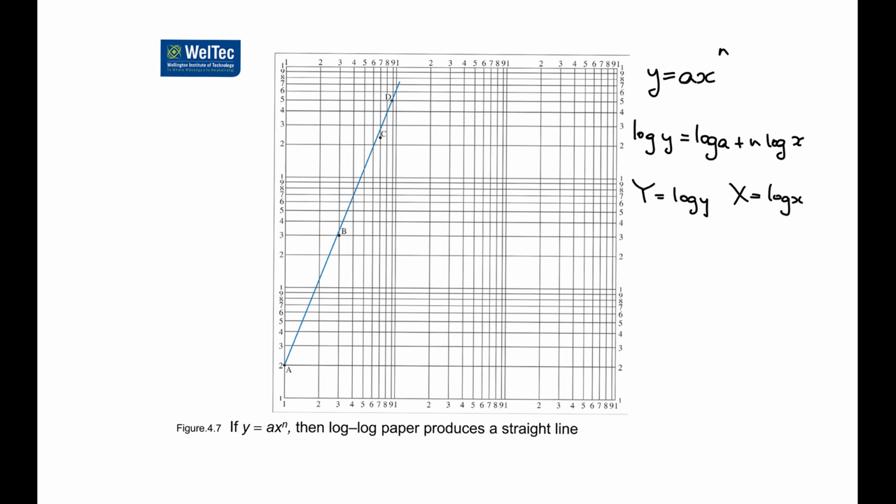So capital Y equals log a plus nX. So log a is the vertical intercept, and n is the slope. Now in this particular example we need 3 cycles, so it's going from 1 through to 10 to the power of 3, and we're looking at log-log paper.